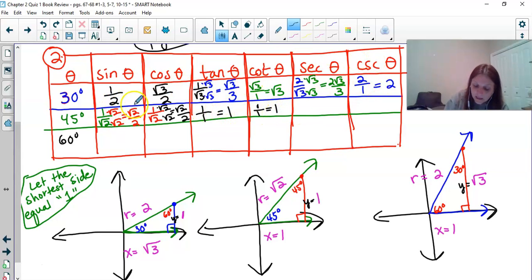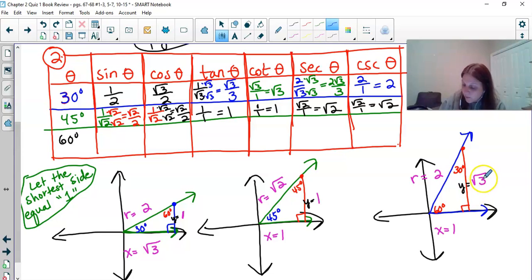Sine and cosecant are reciprocals. So I'm going to do the reciprocal of 1 over root 2. And then secant and cosine are reciprocals. So instead of 1 over root 2, it's going to be square root of 2 over 1. And those are simplified. Okay, I'm going to go ahead and work on 60. If you need to pause the video and try it, do that.